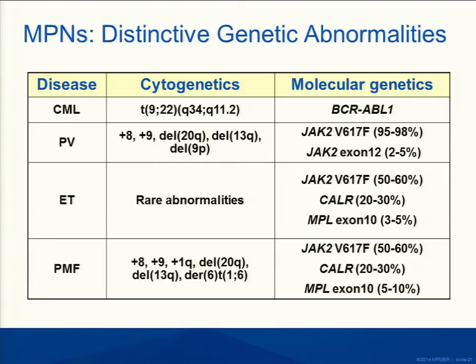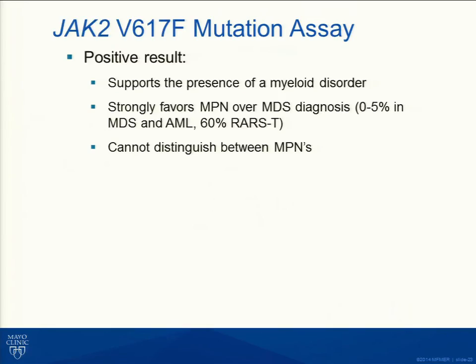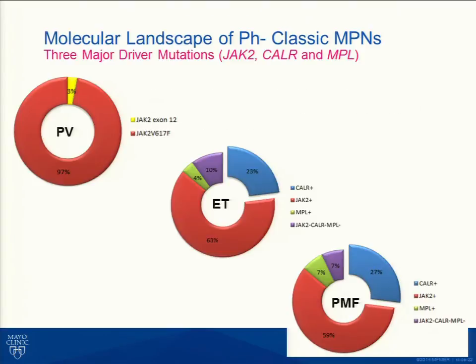So over the years of research, multiple distinctive genetic abnormalities have been identified in MPN, both on the cytogenetic and on the molecular level. This is the major molecular landscape for Philadelphia chromosome negative MPN. The three major driver mutations are JAK2, CALR, and MPL. Very importantly, they are exclusive of each other. The most common one is JAK2 V617F, highlighted in red. It accounts for higher than 95% of cases in PV and 50 to 60% of ET and PMF cases.